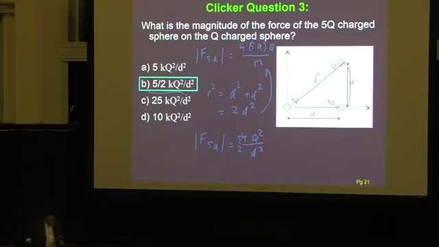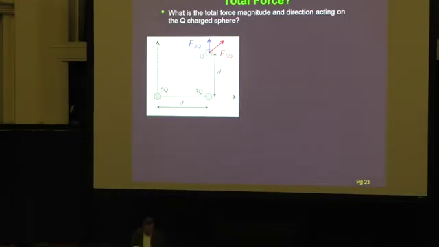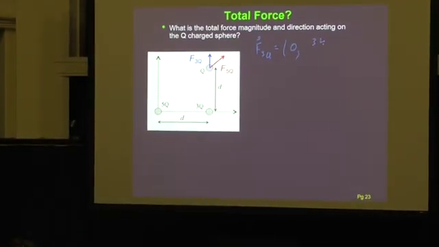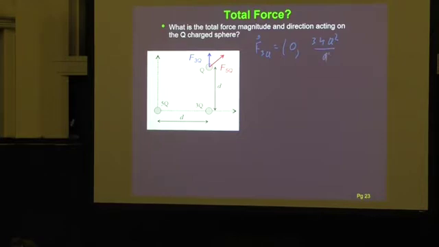Okay, so again, the first thing we did is we drew the direction of our arrows. The next thing we did is we went through and found our two magnitudes. And the final thing is we're going to add up those two vectors. So my force of the 3Q, we've written out as being 0 and then 3kQ squared over d squared. And so now what I want to do is write out the other one, this guy here. And so how do we do that?